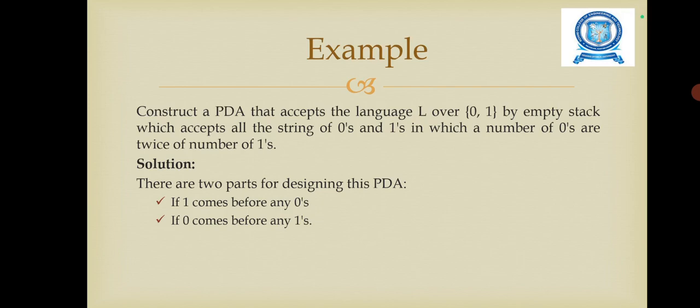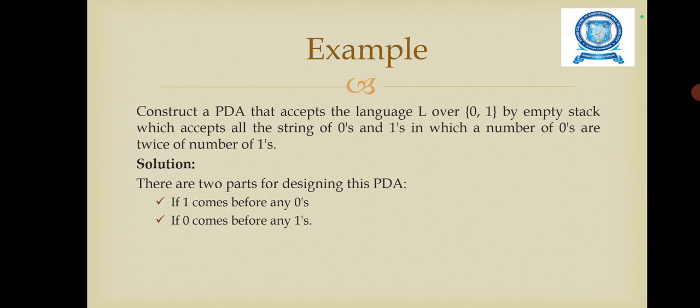Why are we going for two parts? In the given question the given string has 0s and 1s, so a 1 may come before any zeros, or a 0 may come before any ones. So we are going to design the first part, where 1 comes before 0. From the logic, you read a single 1 and push two ones onto the stack. Therefore, on reading two zeros, pop two ones from the stack.